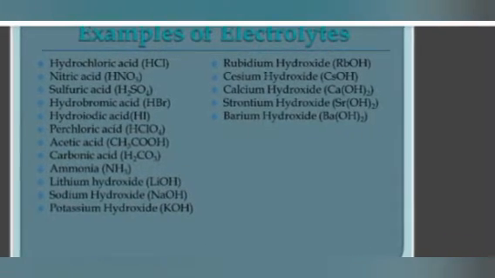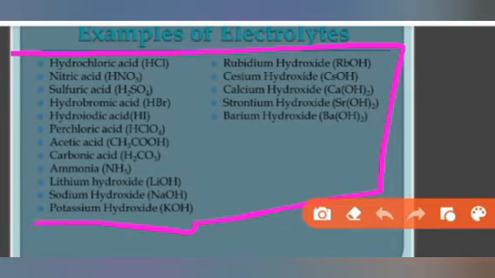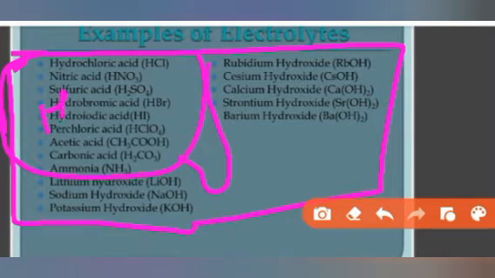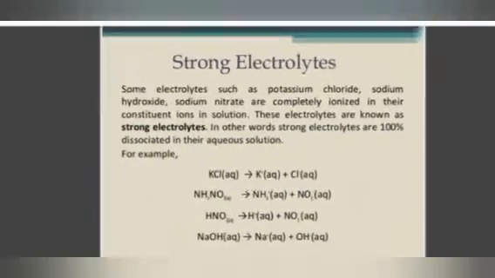Some examples of electrolytes are hydrochloric acid, nitric acid, sulfuric acid, hydrobromic acid, hydroiodic acid, perchloric acid, acetic acid, carbonic acid, ammonia, lithium hydroxide, sodium hydroxide, potassium hydroxide, rubidium hydroxide, cesium hydroxide, calcium hydroxide, strontium hydroxide and barium hydroxide. These are all examples of general electrolytes, but up to here these are acidic electrolytes, and below this these are basic electrolytes. All substances which produce H+ are acidic, and all substances which have OH- ions, you can see OH is common at the end, are called basic electrolytes.